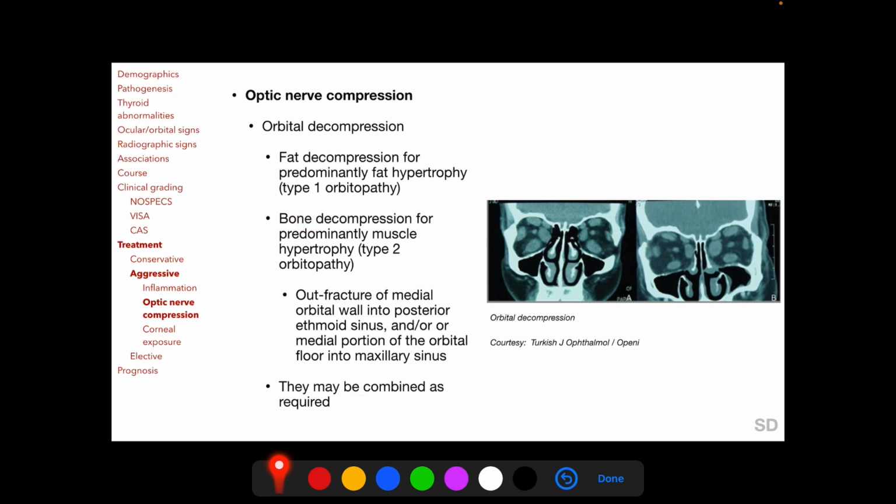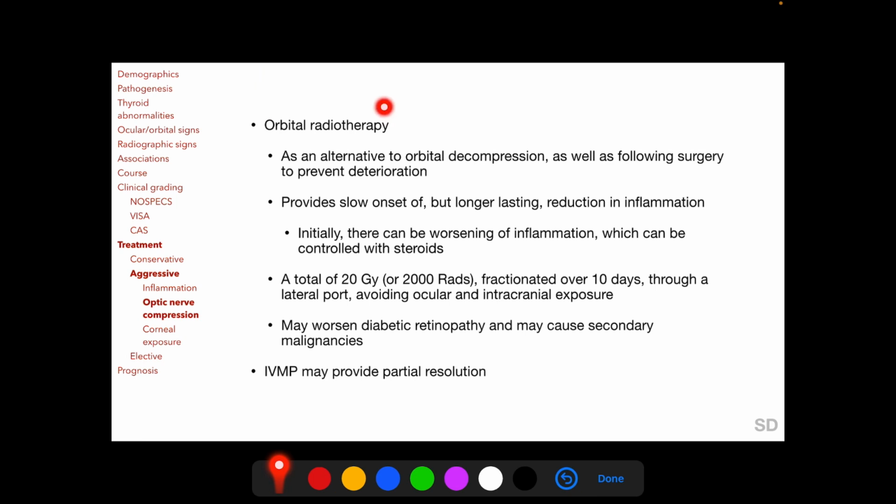So here we find a patient who has undergone bilateral orbital decompression, and we can see enlargement of the orbital spaces as compared to the preoperative picture. Orbital radiotherapy is also a treatment option for compressive optic neuropathy, or can be done following orbital decompression surgery to prevent further deterioration. And as we have seen, orbital radiotherapy provides slow onset but longer lasting reduction in inflammation. And also initially there can be worsening of the inflammation, which can be controlled with steroids.